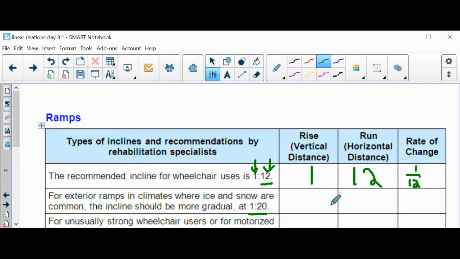So it means that for every 1 inch of rise of this ramp, there needs to be 20 inches of horizontal distance or 20 inches of run. And so our rate of change is 1 over 20, or rise over run.